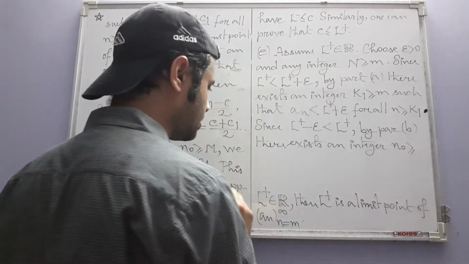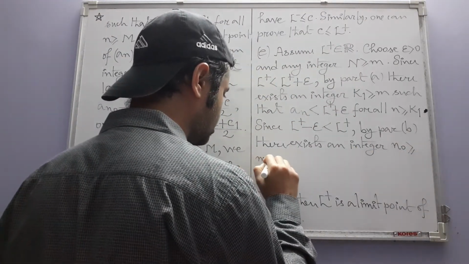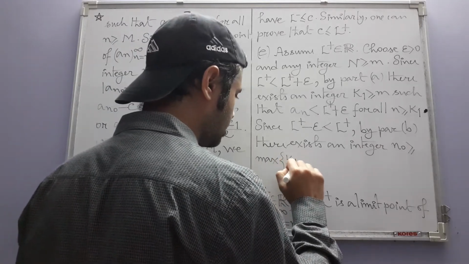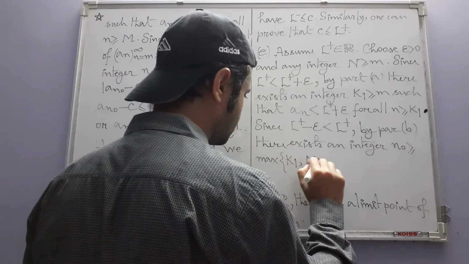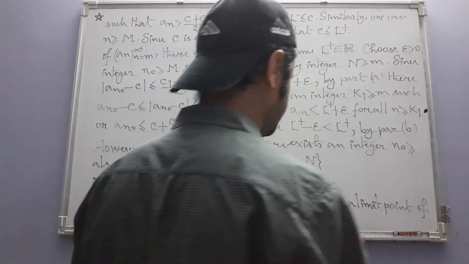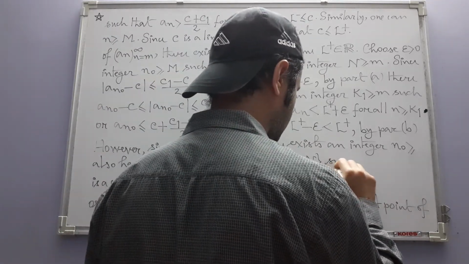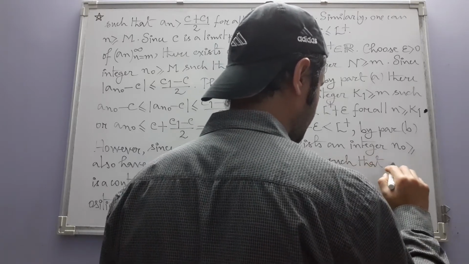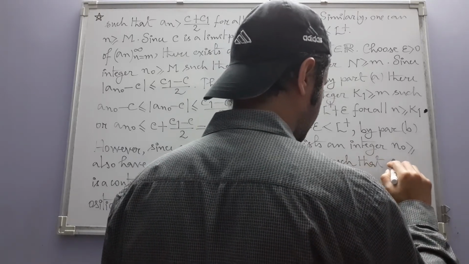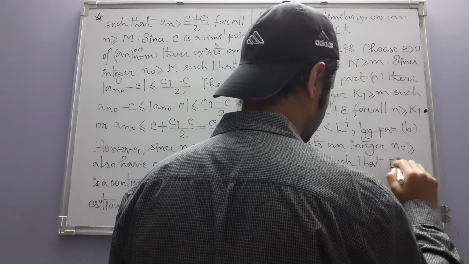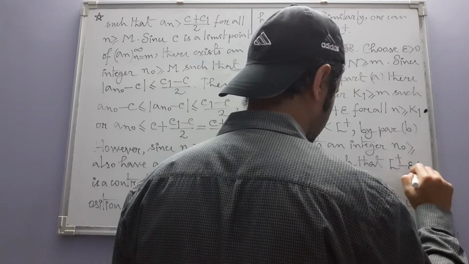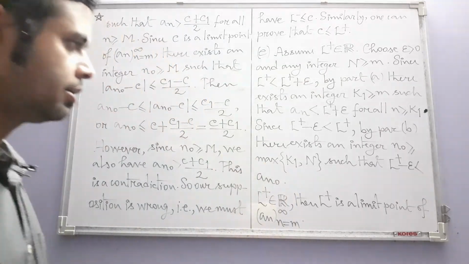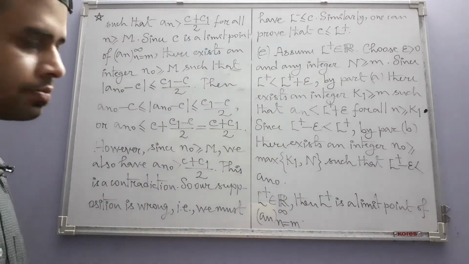Instead of taking k1 here, let us take the maximum of k1 and n, such that a_n naught will be strictly greater than this.